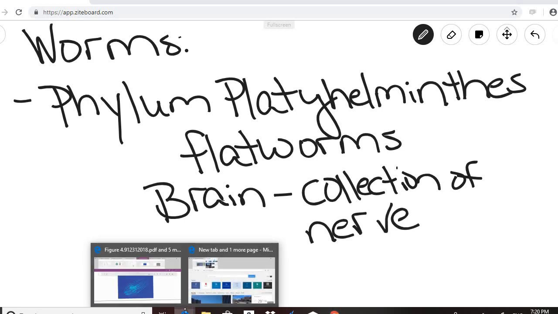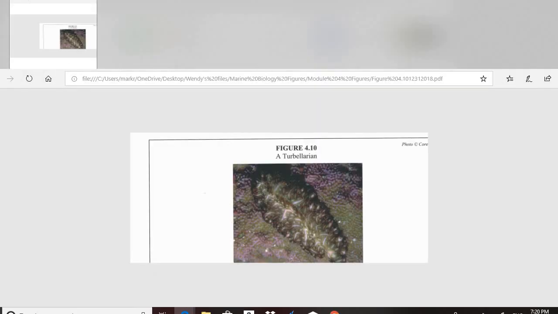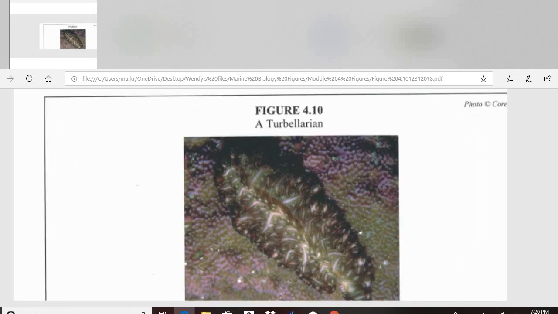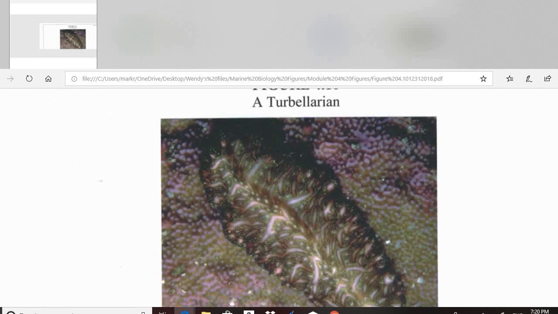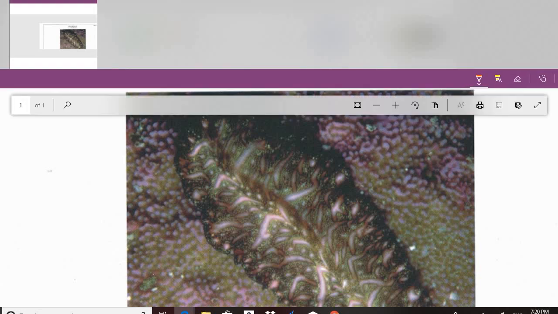I'll show you a picture of one of these organisms. This is called a turbellarian, and it is an example of a flatworm. They can be really colorful. You can see some color on this one. And they have mucus on their belly. So some of the characteristics of this, let's see, maybe I'll write on here with white. They have mucus on their belly.